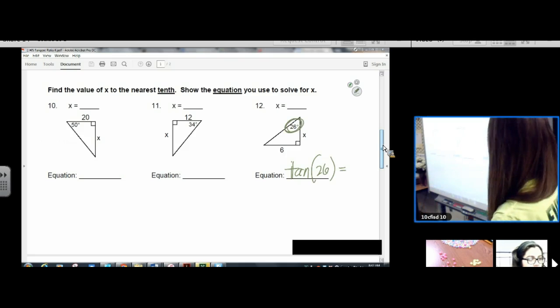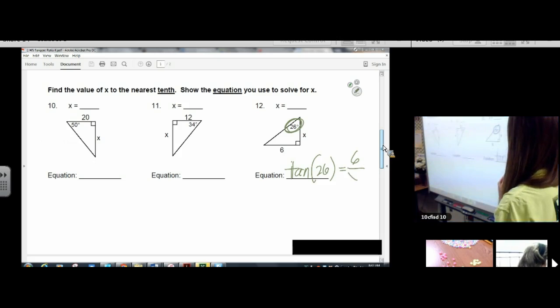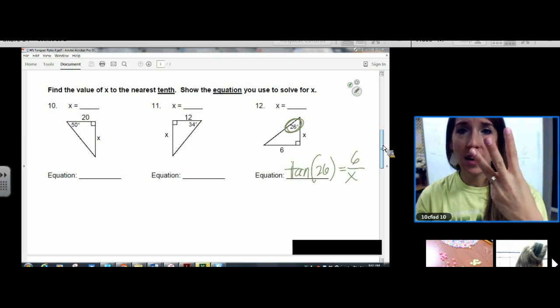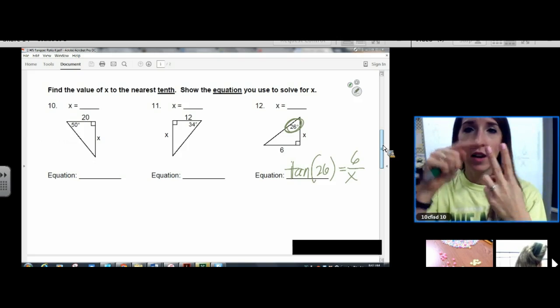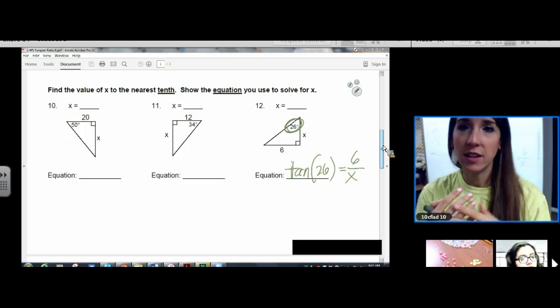What is opposite of 26? 6. What's adjacent to 26? X. Then you ask yourself, where is X? There's 3 scenarios: numerator, denominator, or in the trig function. In this case, it's denominator. That's an alliteration.